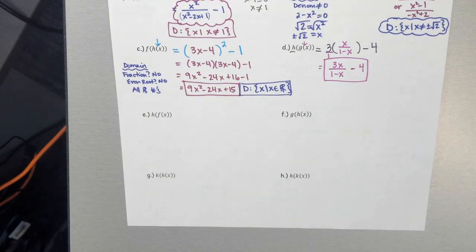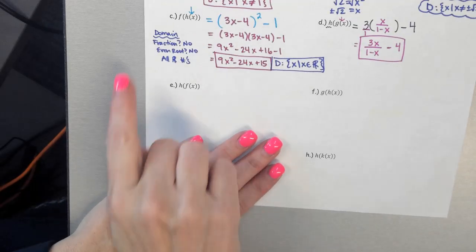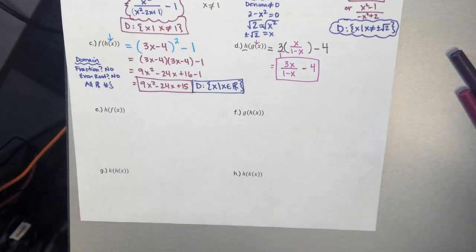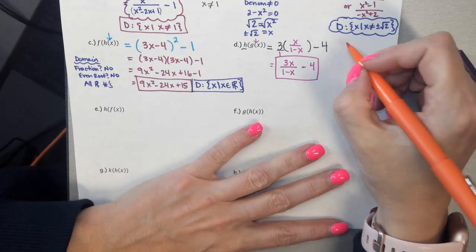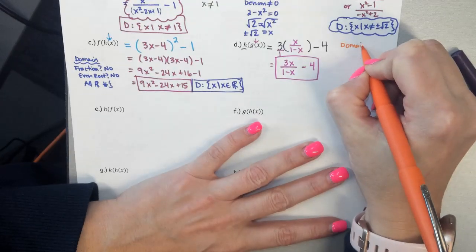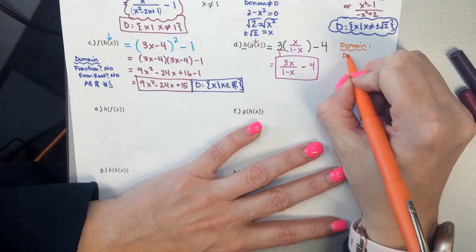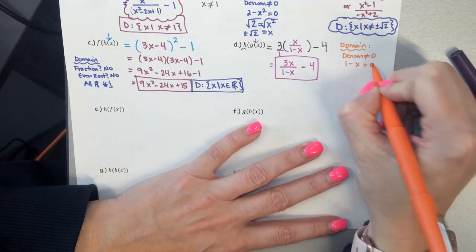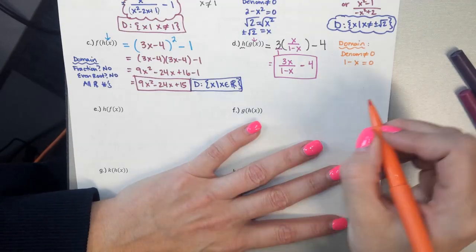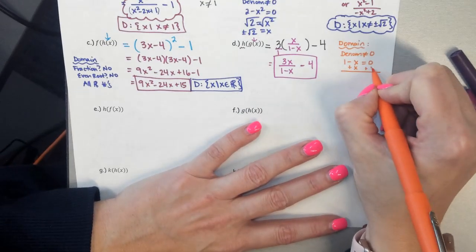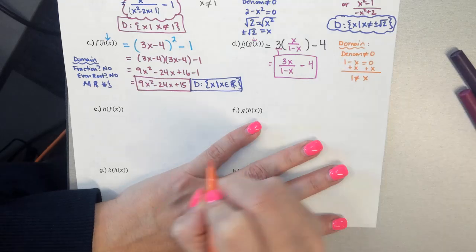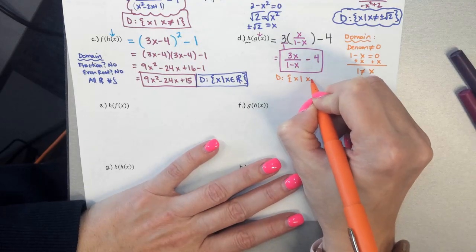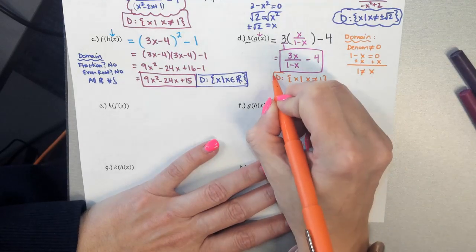Then we're going to do the domain. With the domain, remember, you ask yourself these two questions. Is there a fraction? Is there an even root? If there is a fraction, we know the denominator can't be 0. So what we do is we set it equal to 0 and solve. For one like this, I would add x to both sides. That means x can't be 1. When you write your domain in set builder notation, it's x such that x is not equal to 1.